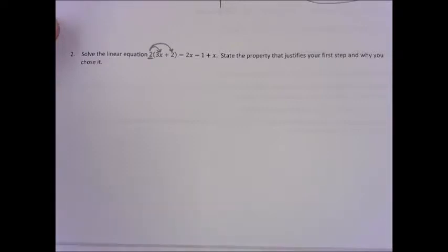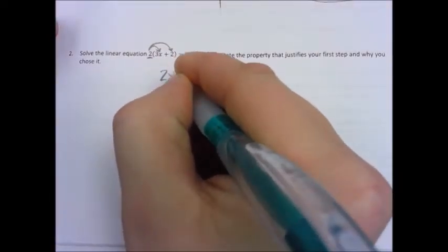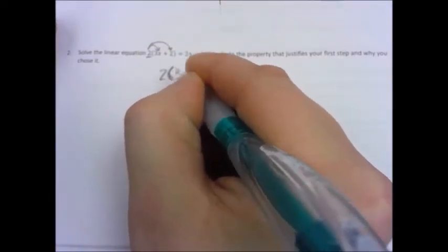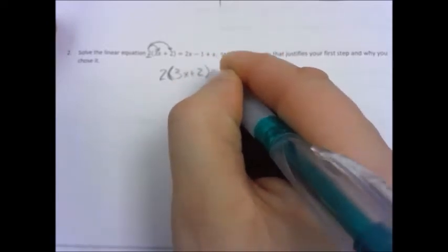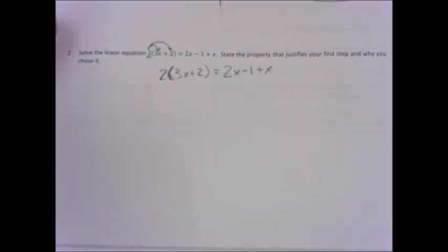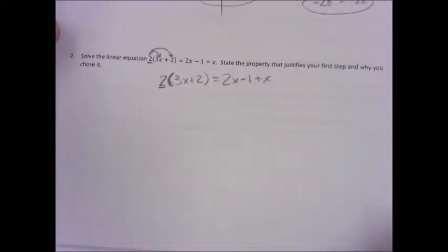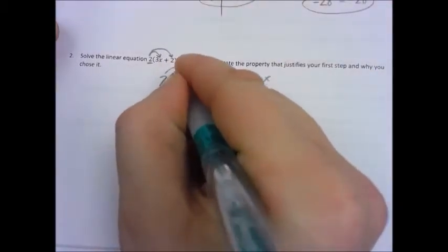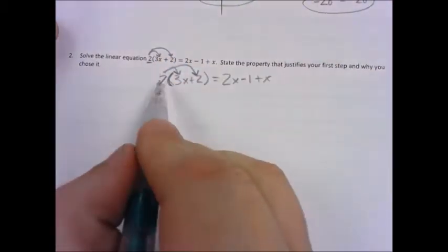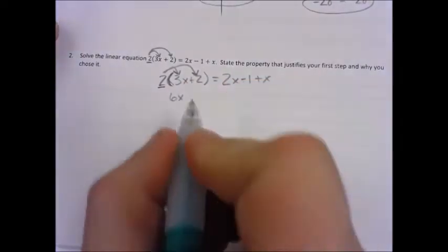So again, I'm just going to rewrite this just a little bit bigger so we can take a look at it. I have 2 times the quantity of 3x plus 2 equals 2x minus 1 plus x. So I take this 2, just like what I did up top, and I multiply it times each thing inside the parentheses. So I have 2 times 3, which is 6x. I got to bring that x along.